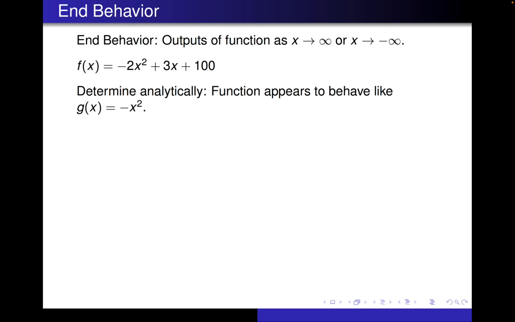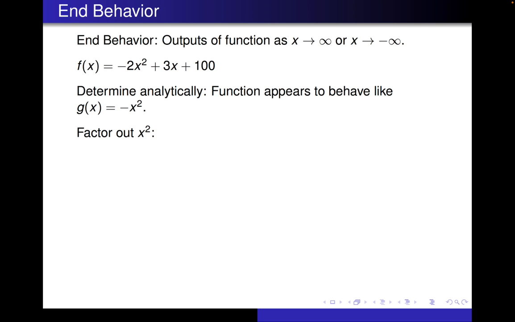Well, if you look at it, the function appears to behave just like g of x equals negative x squared, right? That's a power function that we understand pretty well. We understand what the end behavior is on that. And it looks like the end behavior for our polynomial of degree 2 is going to be exactly the same as just plain old negative x squared. So the question is, how can we make that connection between our function and negative x squared?